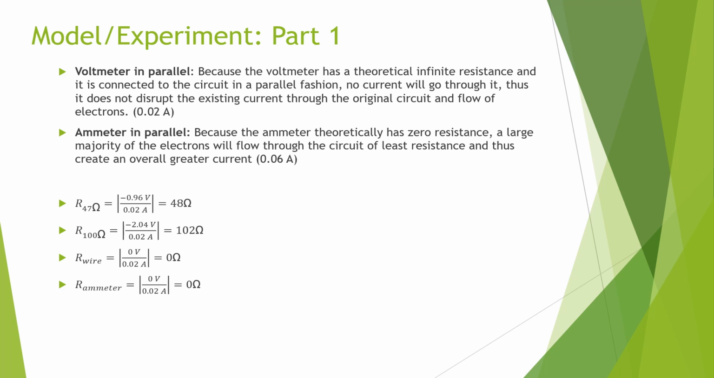Finally, we were asked to use Ohm's law to show the resistance of the resistors and the wire and ammeter. We roughly got similar results: the 47 ohm resistor is equal to roughly 48 ohms, and the 100 ohm resistor is roughly equal to 102 ohms. We also showed that the wire and ammeter both give 0 resistance.